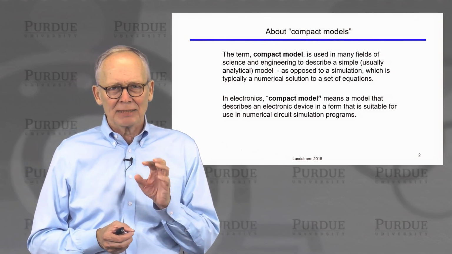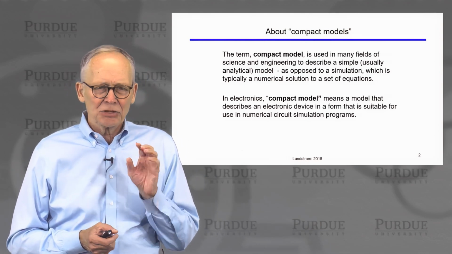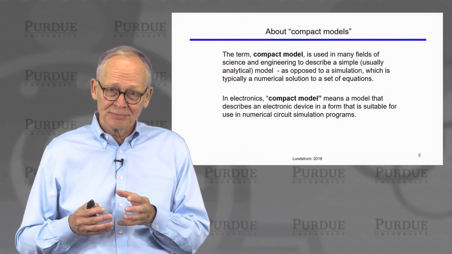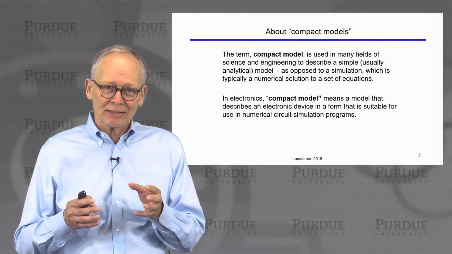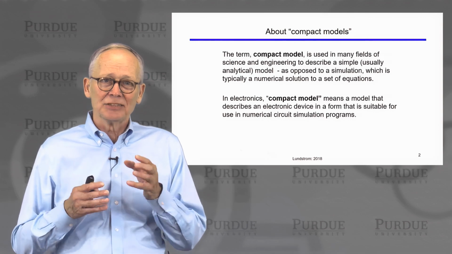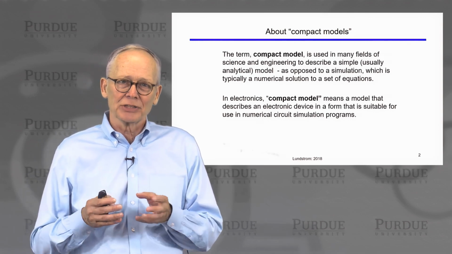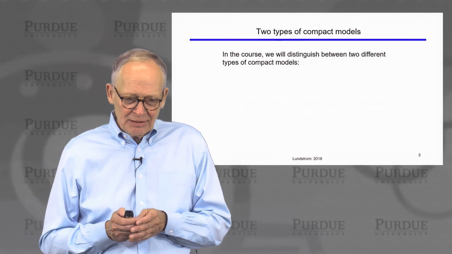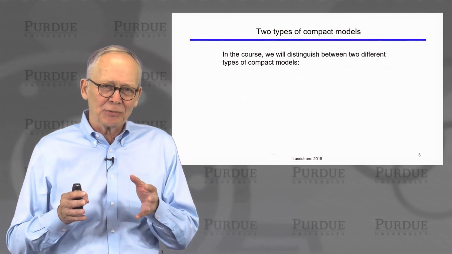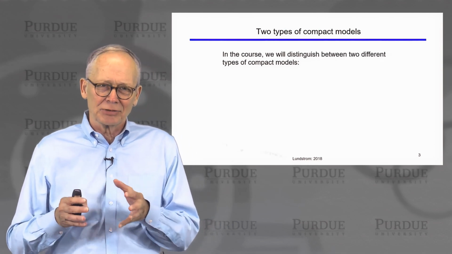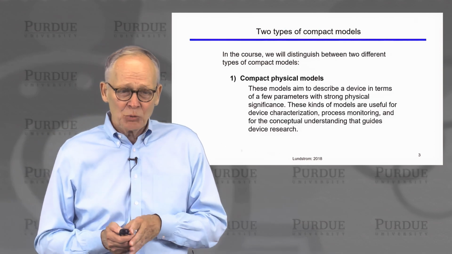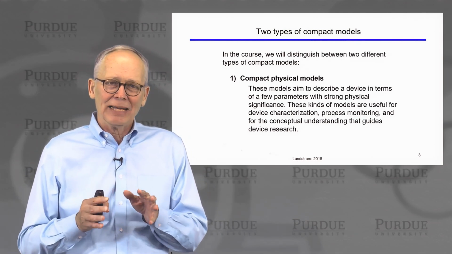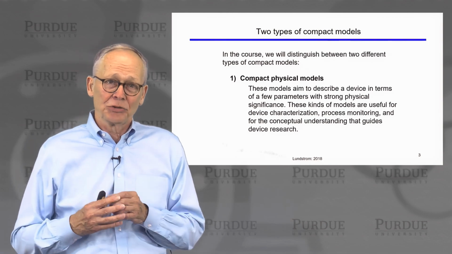When people say compact model in electronics, they're usually meaning a simple analytical description of a transistor, but also an analytical, simple description that is suitable for use in a numerical circuit simulation program, like SPICE or some equivalent to that. So we want to be a little careful and just differentiate between these two different uses of the term compact model. We're going to distinguish between two different types. One is a compact physical model. That's what this course is all about.